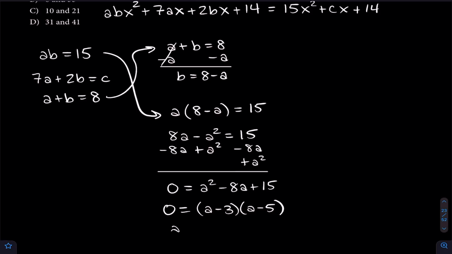And so that means that a is equal to 3 and a is equal to 5. Those are the 2 possible values for a. Great. So if we have that, we can actually just go and solve for c now. And I'll show you how.